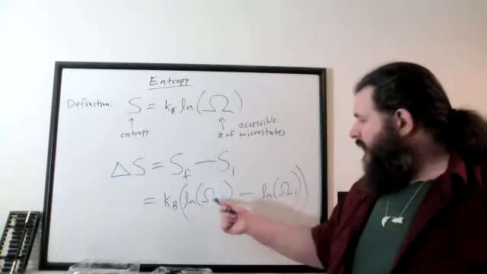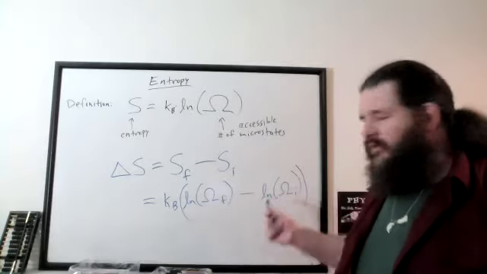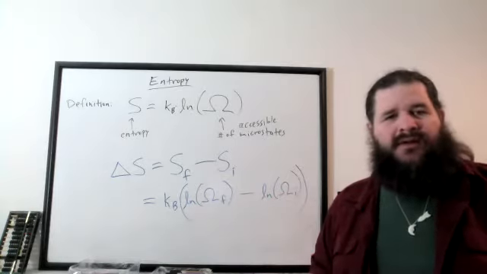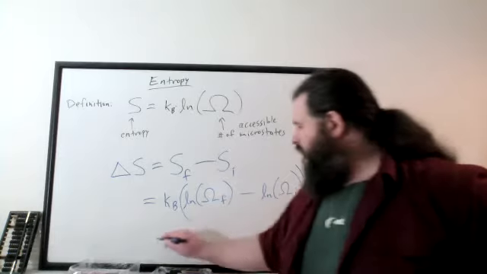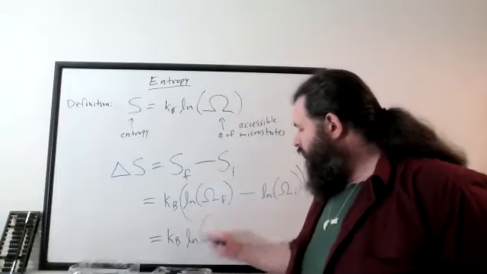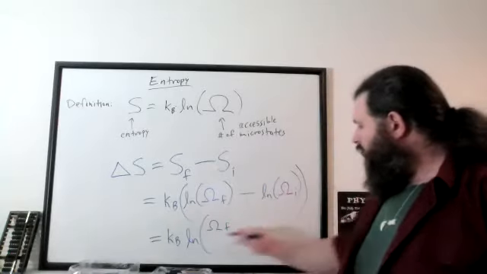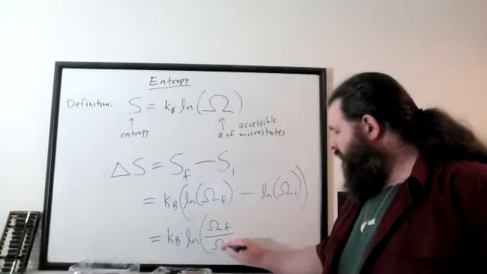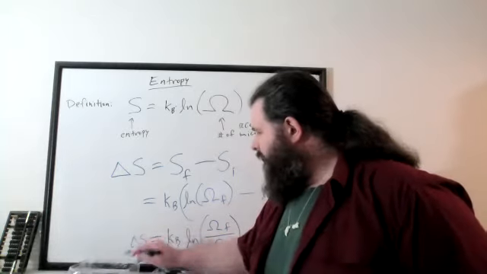What can you do to combine these? If you've got a logarithm minus a logarithm, same base, just different inputs, how could you combine those into one logarithm? You divide them. Yeah, we can just divide what's inside. Boltzmann's constant times the logarithm of the ratio of the final number of microstates over the initial number of microstates. So that's the change in entropy.